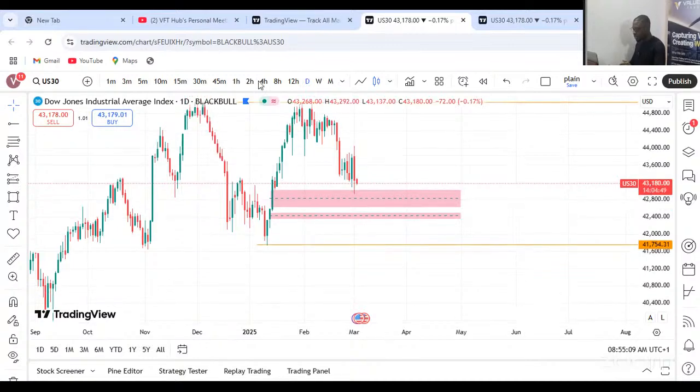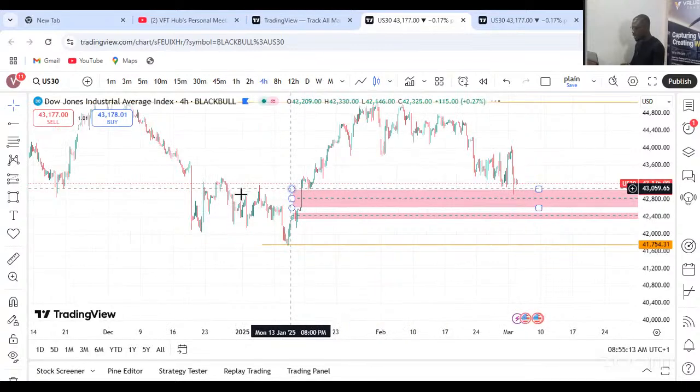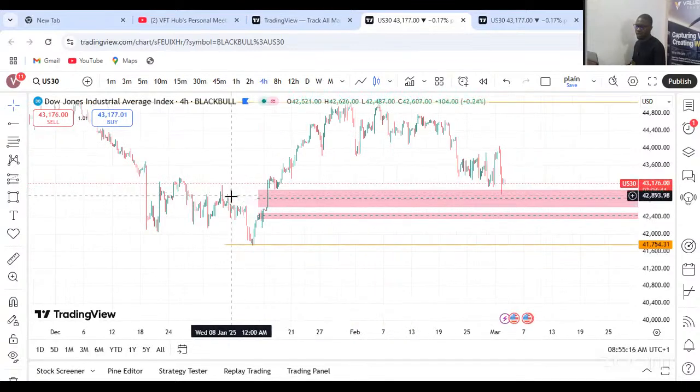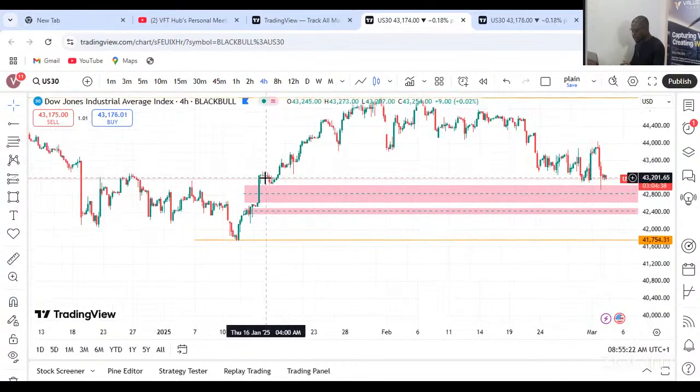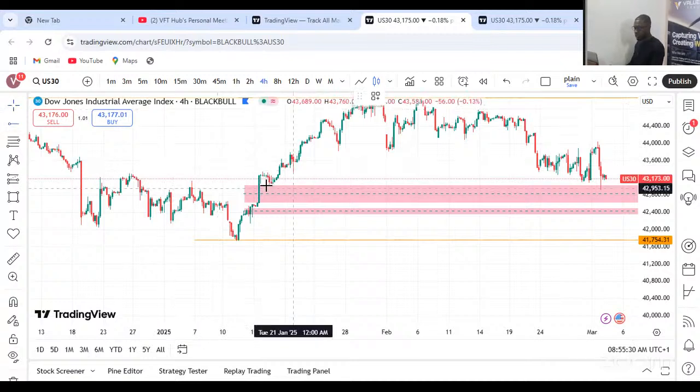For US 30, let's go to the 4-hour time frame. On the 4-hour time frame, it's clear we are at that zone we marked out last week Thursday, where we said that for any reason price violates this other block, this entire price action around here, it's another block on the daily time frame.